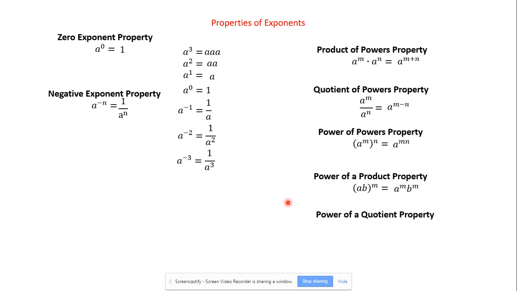Then power of a quotient. Same idea except with a fraction. We have a fraction to a power. Distribute. A to the m over b to the m.